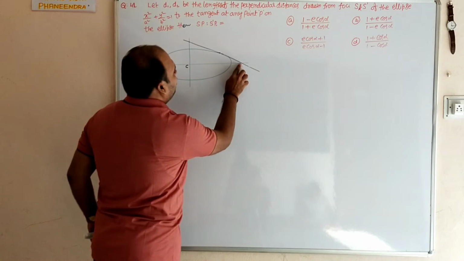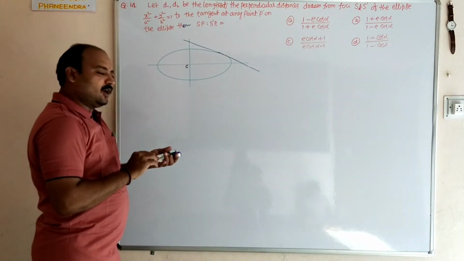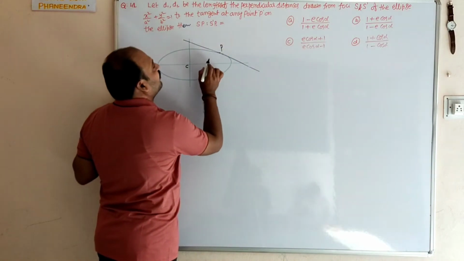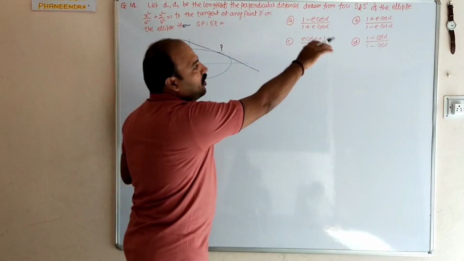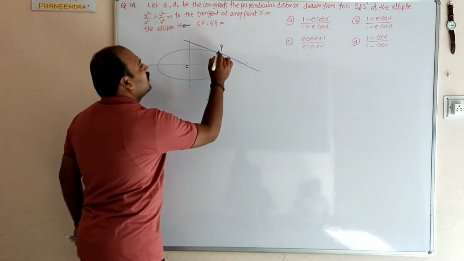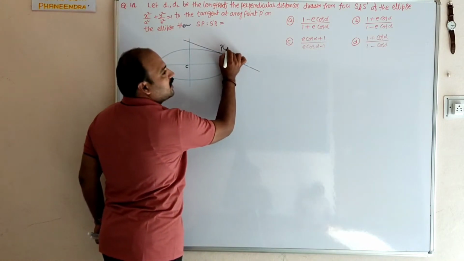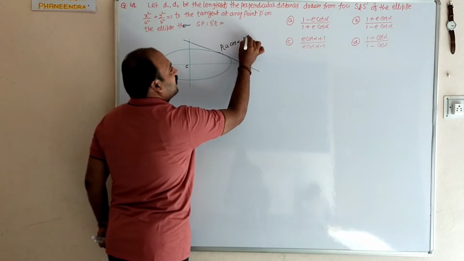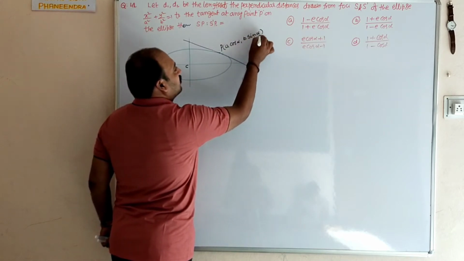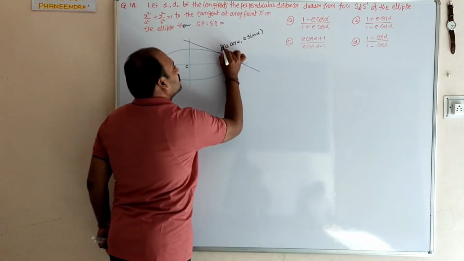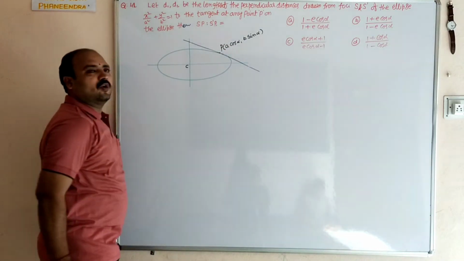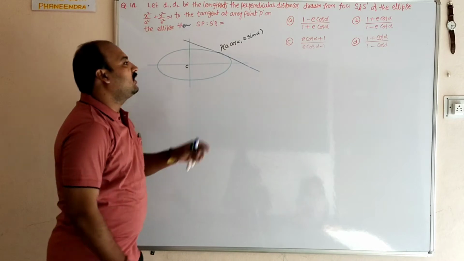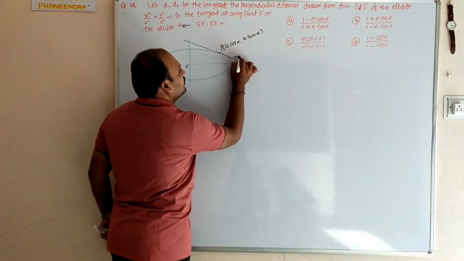Any tangent equation. At the point we are taking as P of alpha, here already in terms of alpha is there, means P of theta, P of alpha. What is the meaning of P of alpha? A cos alpha, comma B sin alpha is a point on the ellipse. At this point, this is the tangent equation.